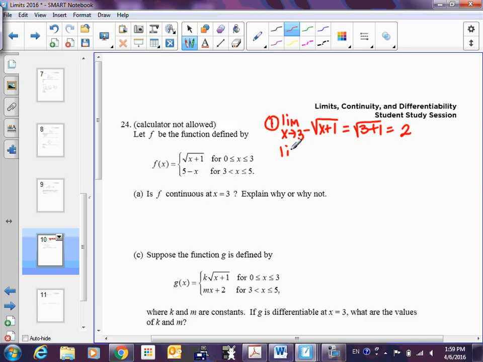Okay. Now we need to do the right-sided. So we pick the other piece, the 5 minus x. That's because that's where x is greater than 3. And we get 2. Honestly, it would have been better if we hadn't gotten 2, because then I could just say limit doesn't exist, not continuous. Because these are the same, I need to say something about the fact that the limit as x approaches 3 exists. And I'm going to go ahead and say that it equals 2.